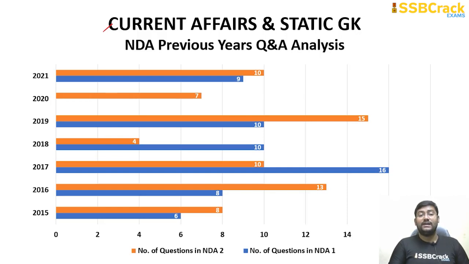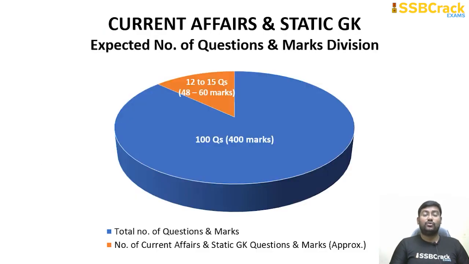So static GK, I'll be telling you what are all the topics. This syllabus has also gained prominence in recent times consistently. 10, 8, 15 questions are being asked from this section. So going through that, this year also 10 to 12 or up to 15 questions can be expected, where you can easily fetch 48 to 60 marks.